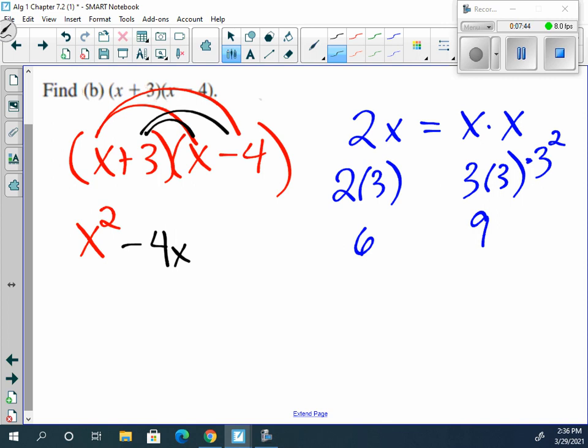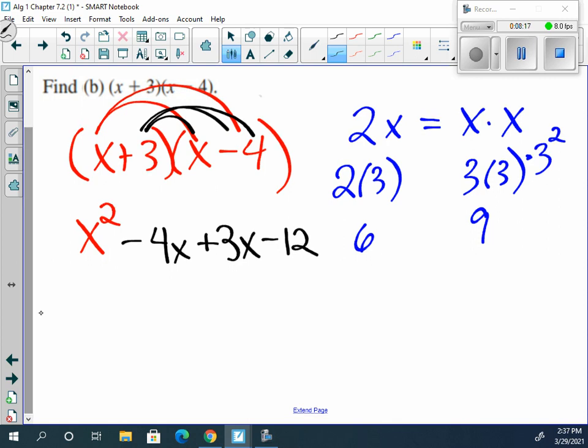Now we can move on to the other two. So we're going to do 3 times x. Well, this would be plus 3x because they're both positive. It's going to be plus 3x. And lastly, 3 times negative 4. Positive times a negative is going to be a negative. And 3 times 4 would give us 12. Any questions on this here?